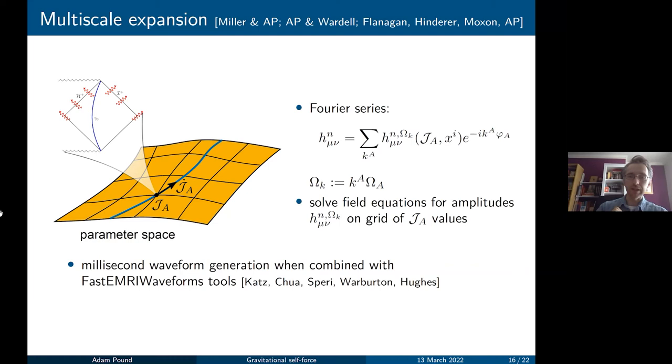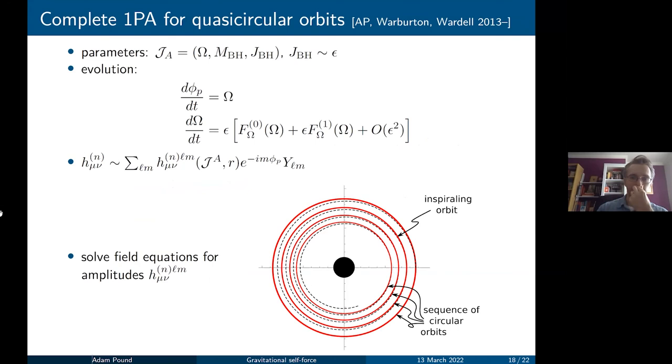Okay, so now I want to go through an example and show you a waveform that we get out. So this is going to be the complete 1PA waveform for quasi-circular orbits around a non-spinning black hole. So this is the simplest case. This is the only case we've done so far, including all 1PA effects. So for this case, our list of system parameters is very short. We can use the orbital frequency itself as one of our parameters. And then we have the mass and spin of the big black hole. And what we're going to do is assume that the spin of the big black hole is of order epsilon. So it's small, and we can treat it as a perturbation, which means that we're working on a Schwarzschild background the whole time.